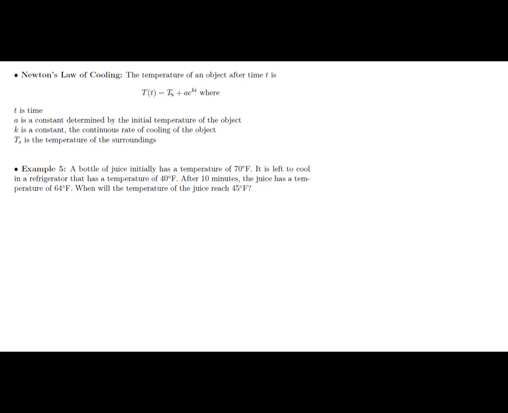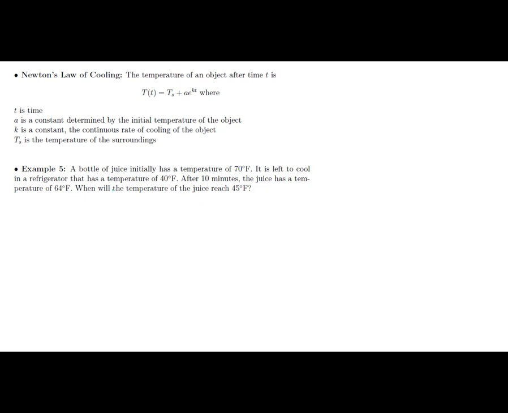Okay, so what is all this? Ts is, like I said, the temperature of your surroundings. A is a constant that is determined by the initial temperature of the object, and we'll see exactly how it's determined in a moment. And then k is a constant, and it's just the continuous rate of cooling of the object. And of course, t is time.